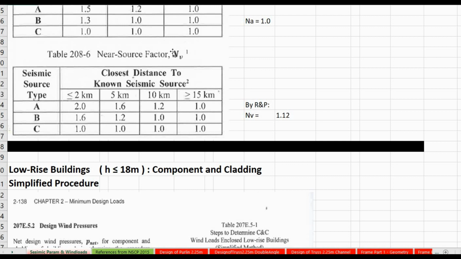Next is near source factor NB. So you'll notice that the distance is between 10 and 15. So we will do ratio and proportion or interpolation. So from 1.2 to 1. Lumalabas na 1.12 ang ating NV.